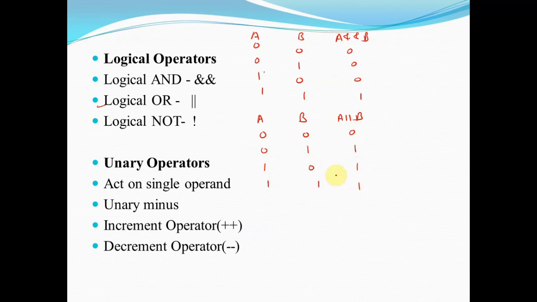So the logical OR returns a false value if both the operands are false. That means if both are 0, it will result in 0, or if any one of the operands is true, it will result in true. And the last is a logical NOT.